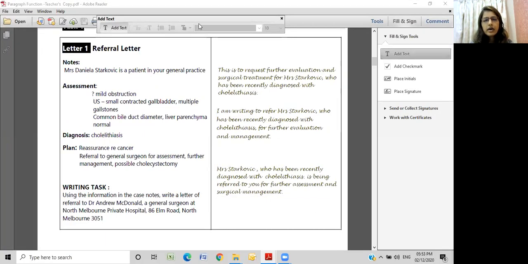Okay, so I have added the word "recently" here. That aids their assessment that they have been having this problem only for a short period of time. It's not a long-standing problem. And this is another way, to request further evaluation and surgical management.